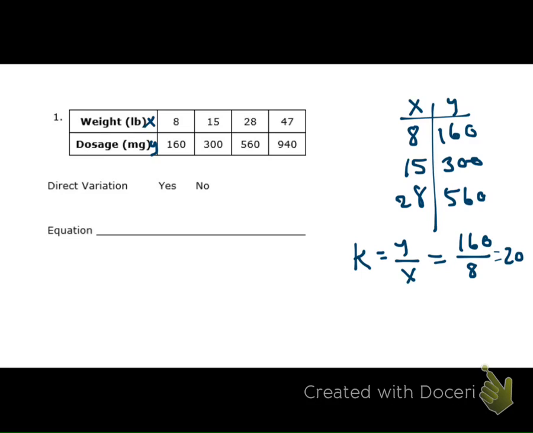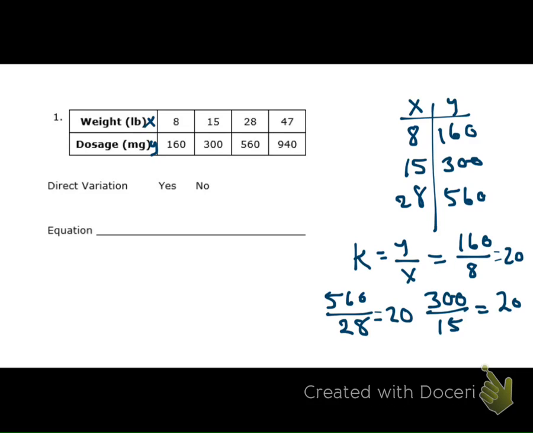Now, I need to check a couple different ones. So let's check the second one. 300 divided by 15. Well, if I do 300 divided by 15, that also gets me 20. Now, these are looking like they're going to be the same, but let me go ahead and check the last one just to be sure. 560 divided by 28, and look at that, also gets me 20.